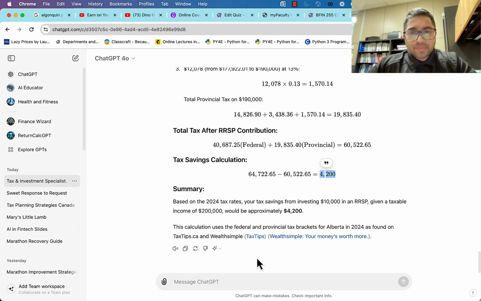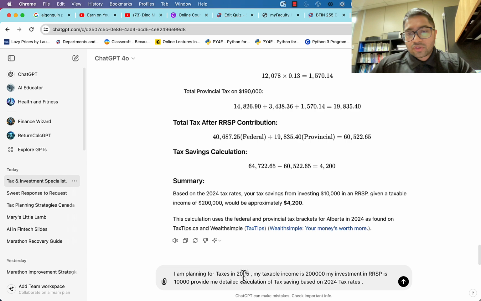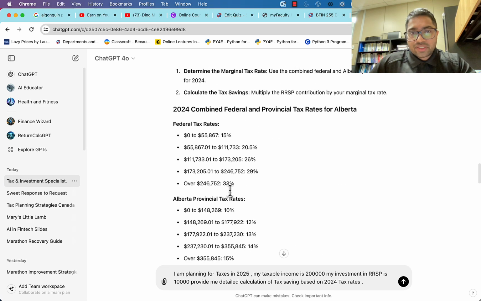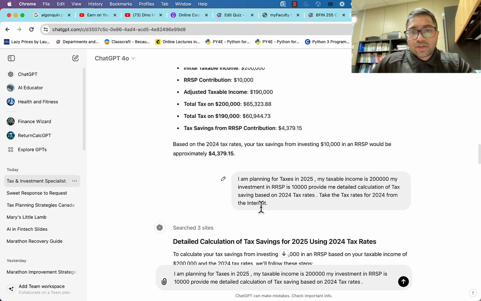It is also including the sources where it got the 2025 information. Now I just remember that along with this it is also an investment specialist, so we can add that information point too. So I'm going to copy paste the prompt that we just used and I'm going to build on it.